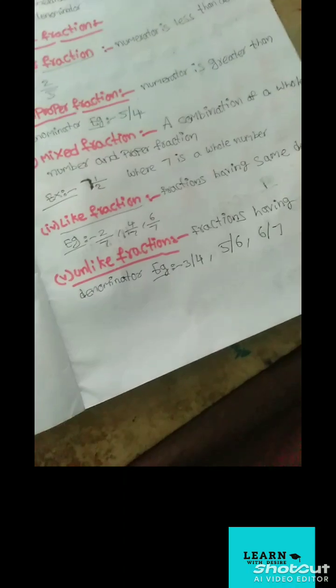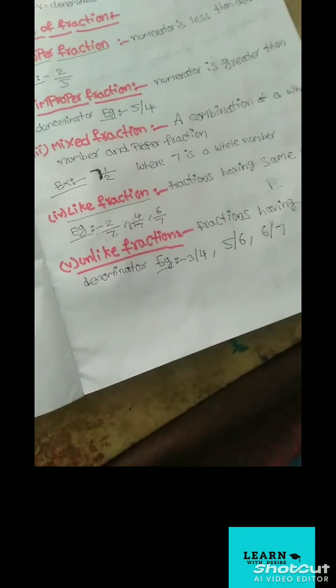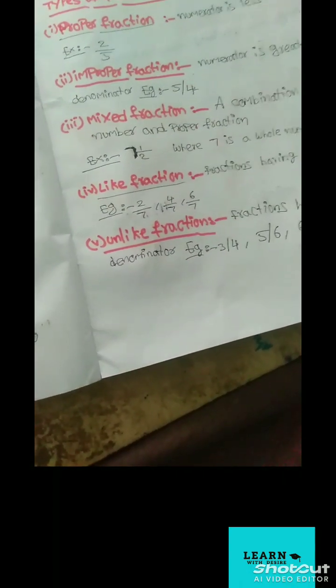Like fractions are fractions having the same denominator, like this. Here you can see all the fractions having the same denominators. What are unlike fractions? Unlike fractions have different denominators. Here you can see each having a different denominator.